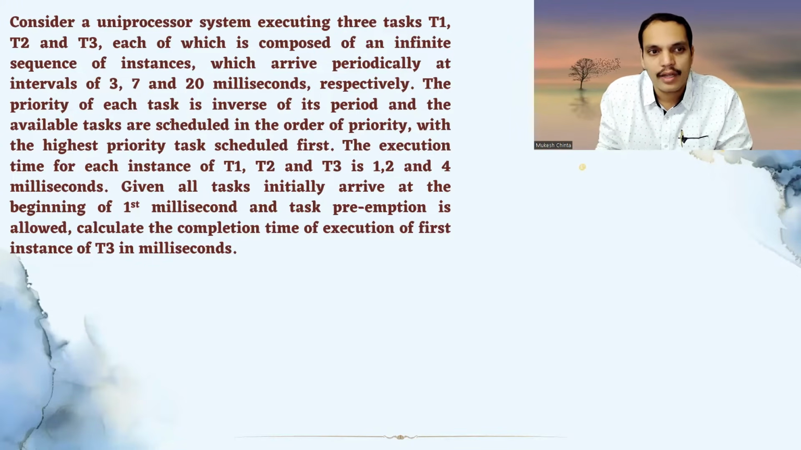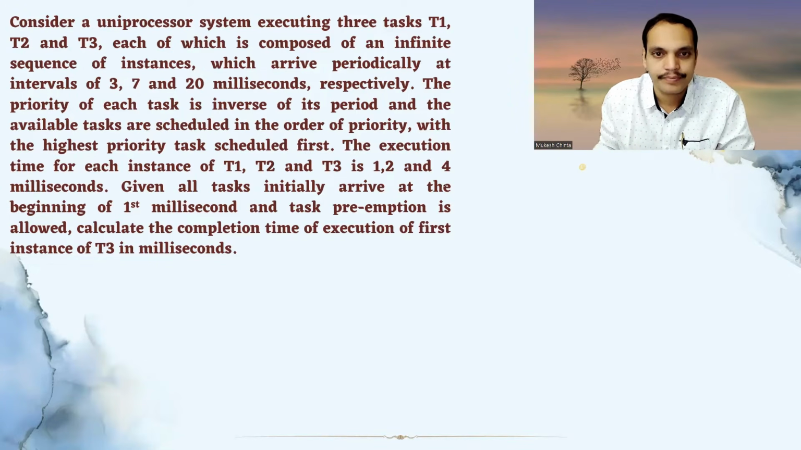It is also given that the priority of each task is inverse of its period, and the available tasks are scheduled in the order of priority, with the highest priority task scheduled first. Okay, fine. In other words, it is describing the rate monotonic scheduling. The lower the period, the higher the priority, or the higher the period, the lower the priority.